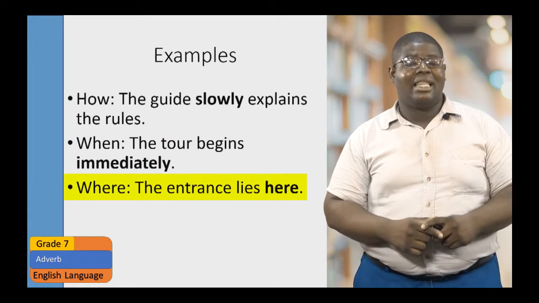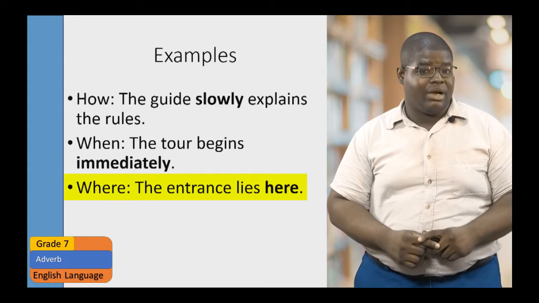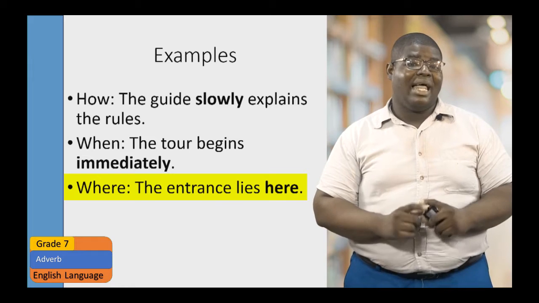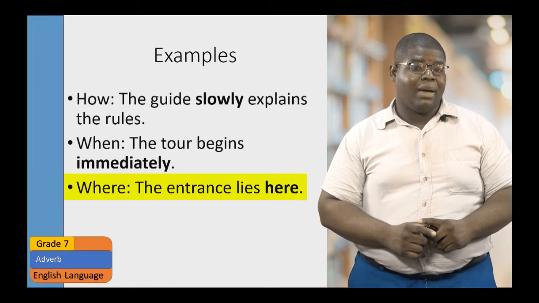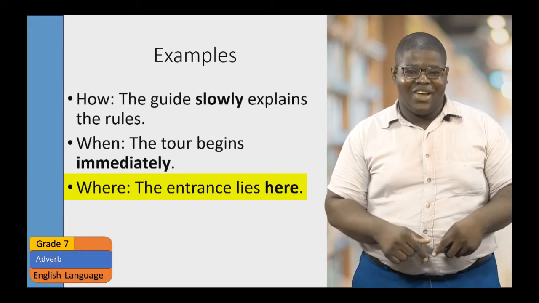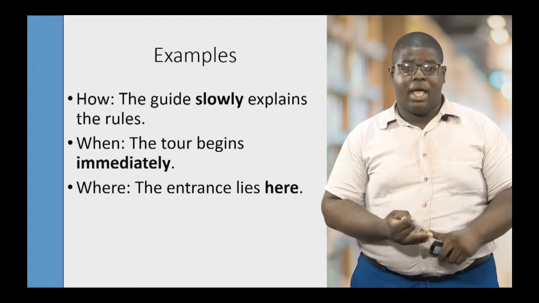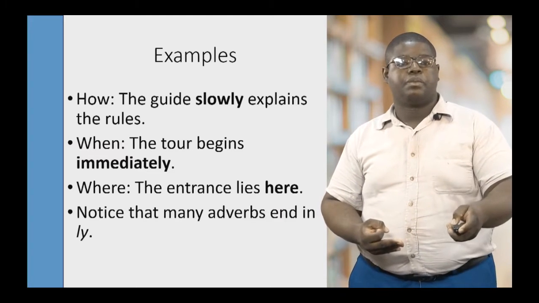Third one, where? The entrance lies here. So we have the verb lies, and it's modified by the adverb here. Where? Here. All right, so let's remember, adverbs tell us how, when, or where.